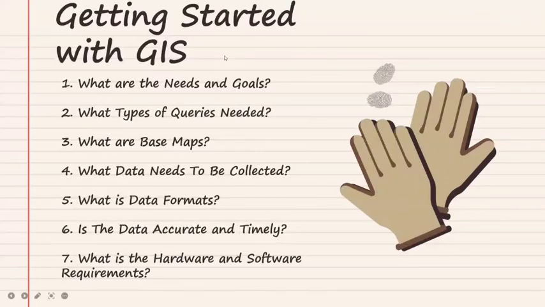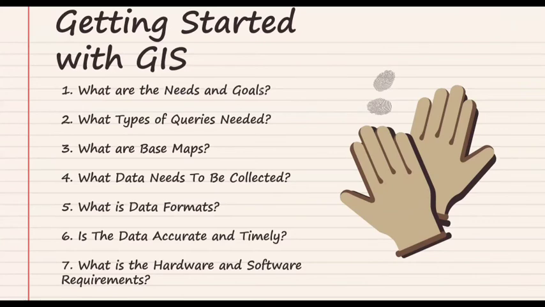Next, how to get started with GIS. First, you have to consider what are the needs and goals of you getting started with GIS. It is to build a GIS to address the needs and goals of the police organization and your agency. First, you must identify those needs.